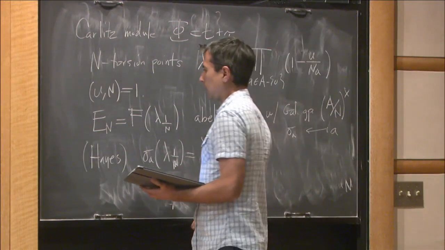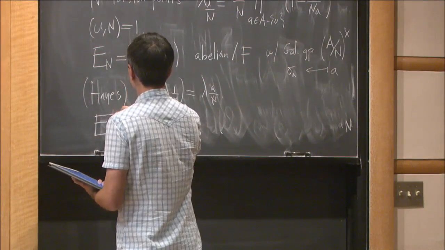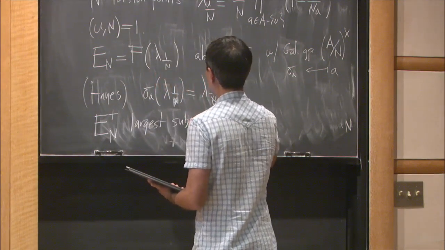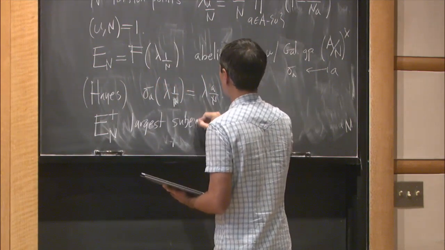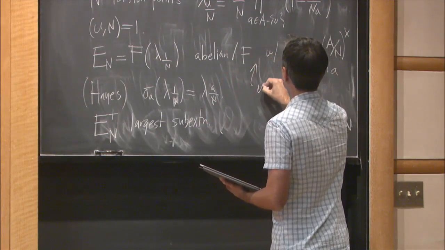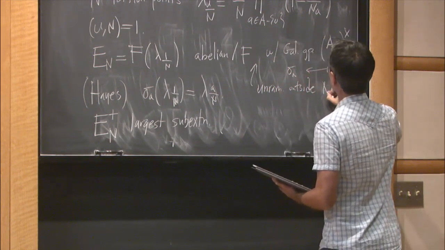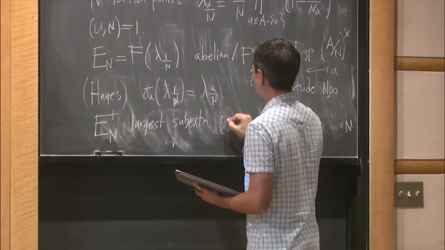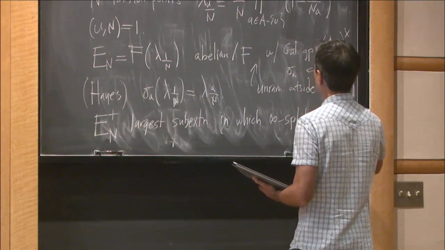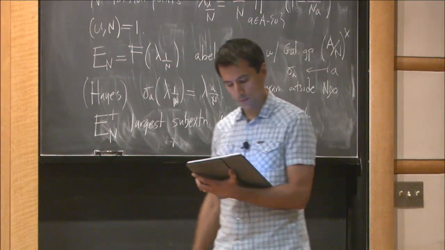And in particular, if I let E_n^+ be the largest subextension, it's the F_q^× fixed part. So this is unramified outside n infinity, in which infinity splits. This is the analog of the maximal totally real subfield, because that's where infinity splits. Infinity is the analog of the real place.